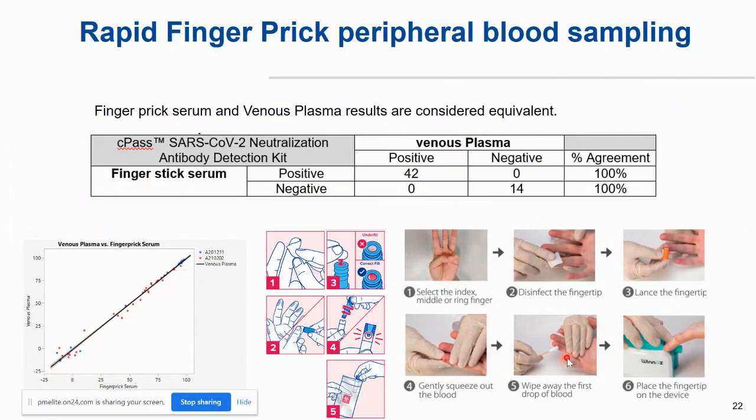And now that you're not needed to go through a painful venous blood sampling, by pricking the fingertip, you'll be able to draw enough sample for our cPass test.